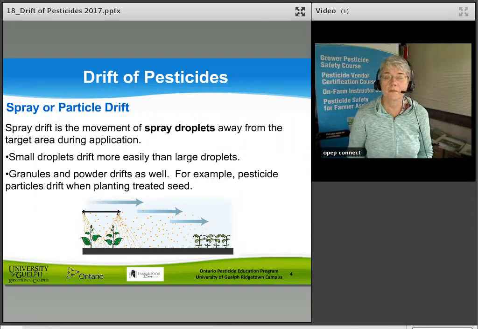Spray drift is the movement of spray droplets away from the target area during the application. Small droplets drift more easily than large droplets. Granules and powders drift as well. For example, pesticide particles drift when planting treated seed. Sometimes the pesticide granules and the treated seed will come off as the planter goes through the field. So we need to prevent spray or particle drift.